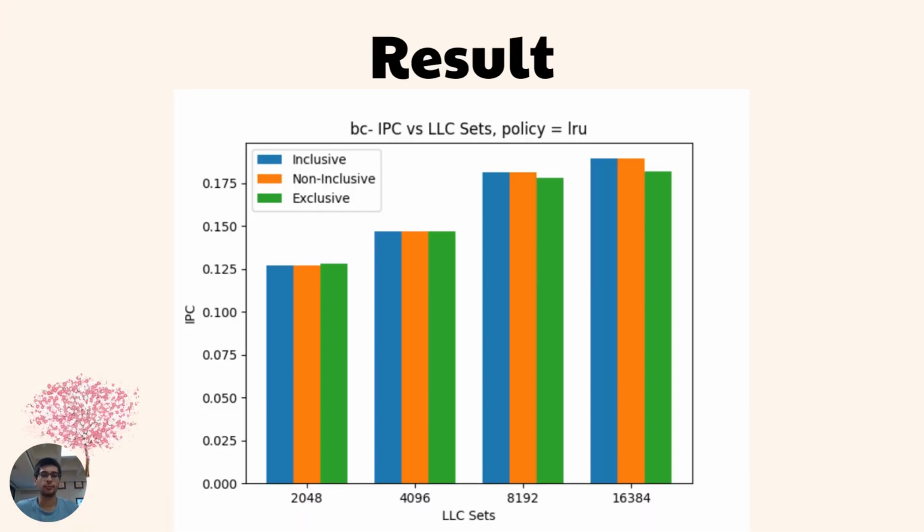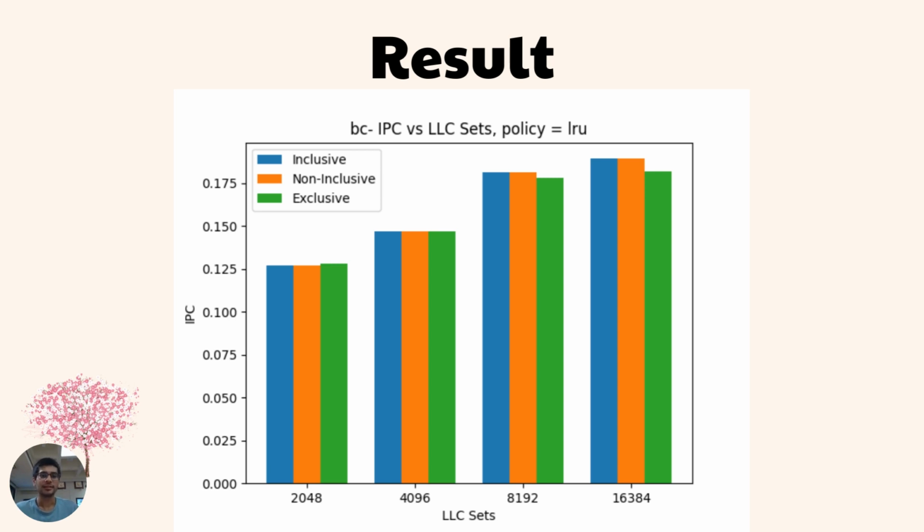So here are the results that we obtained. First, in general, the trend was that as we increase the number of sets in a cache, that is, we tried to increase the cache size, the IPC went up. This was because of fewer misses.